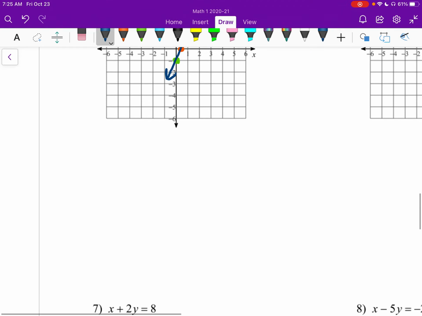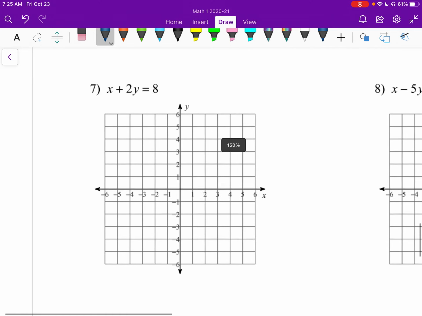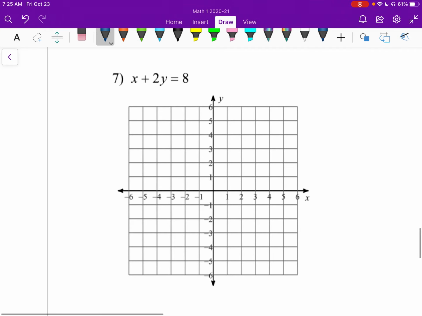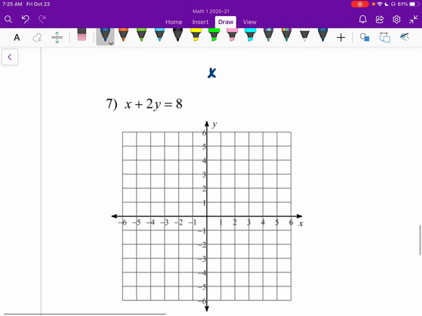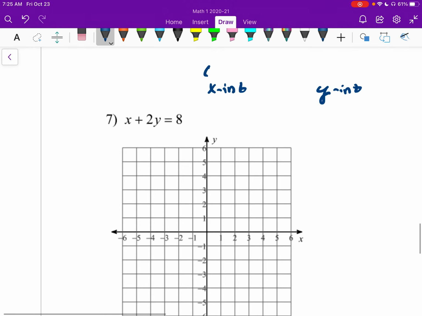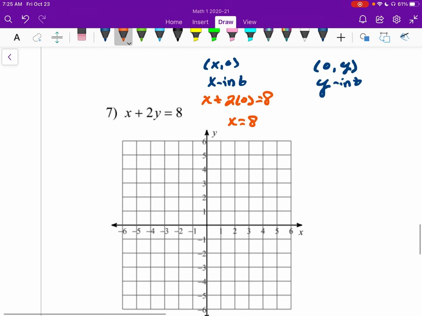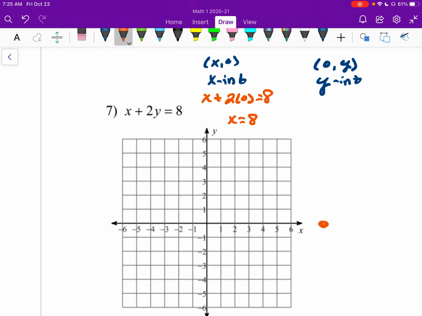Let's go straight down to number 7 next. So we're going to have our x-intercept and our y-intercept. We remember that for an x-intercept, that means we have something like x comma 0, and y-intercept means something like 0 comma y. So I'll plug in 0 for y first. So I'm going to have x plus 2 times 0 is 8, so x is 8. Now that kind of goes off our graph, but I'm still going to try to draw it on there. We'll say that that's our point.